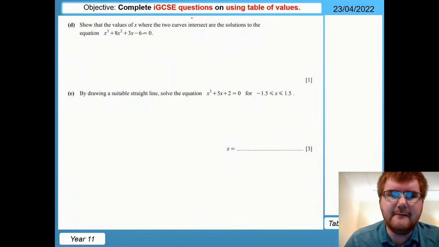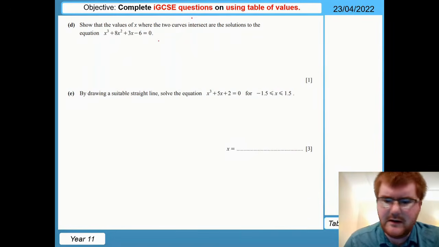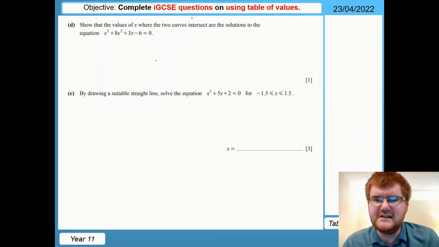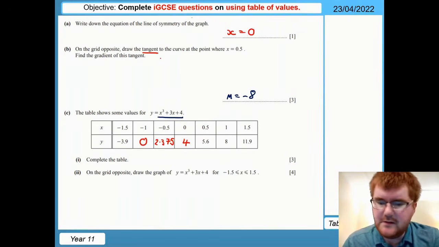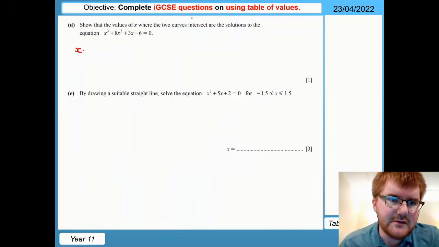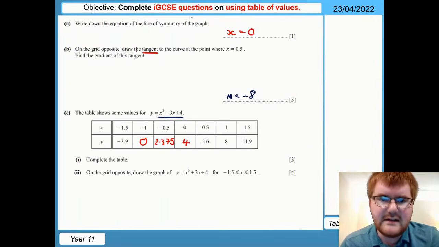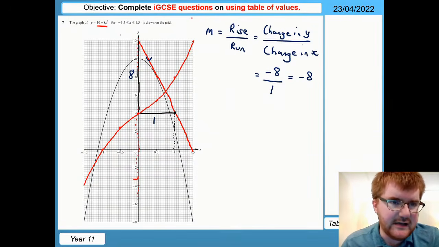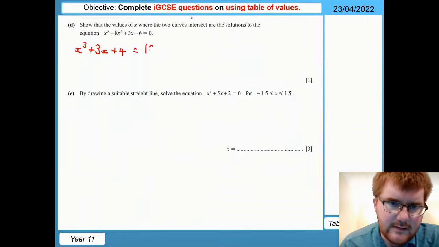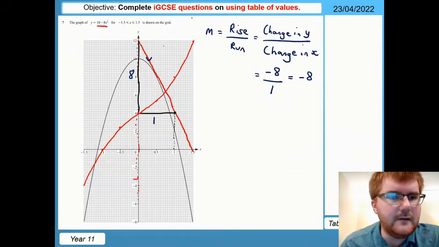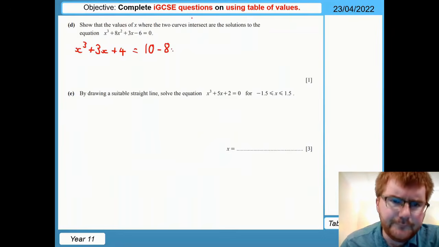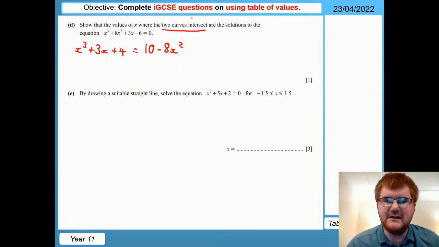And now we need to show that the values of x where the 2 curves intersect are the solutions to this random equation. Now, when 2 curves intersect, basically you make them equal to each other. So what we're saying here is that this cubic curve, x cubed plus 3x plus 4, is equal to the quadratic right at the start, 10 minus 8x squared. That is what it means when 2 curves intersect. You just make the 2 functions equal to each other.